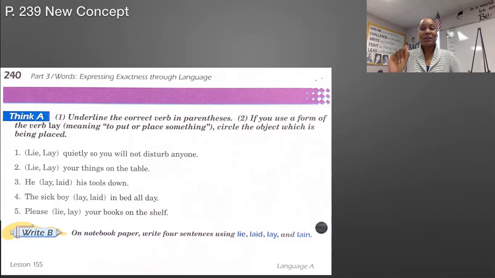Remember, whenever you come across the verb laid, L-A-I-D, it's always, always, always putting or placing something down. So look for that object, okay? Hint, hint, hint. There goes your clue.